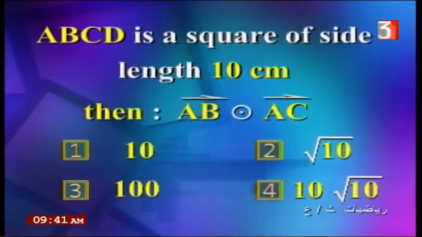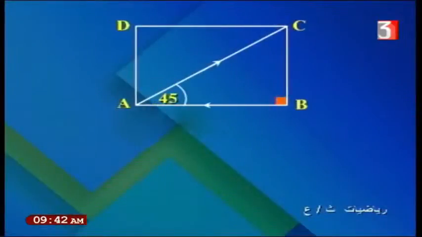Therefore, AB vector dot AC vector equals norm AB, norm AC, cosine angle 45. AB we know from the given equals 10, but AC equals what? Excellent student, 10 root 2. The diagonal of a square whose side length is 10 centimeters is 10 root 2. Then look at the solution.